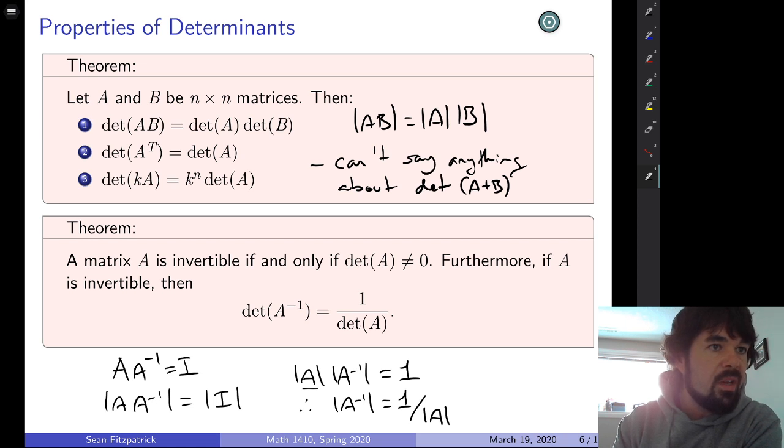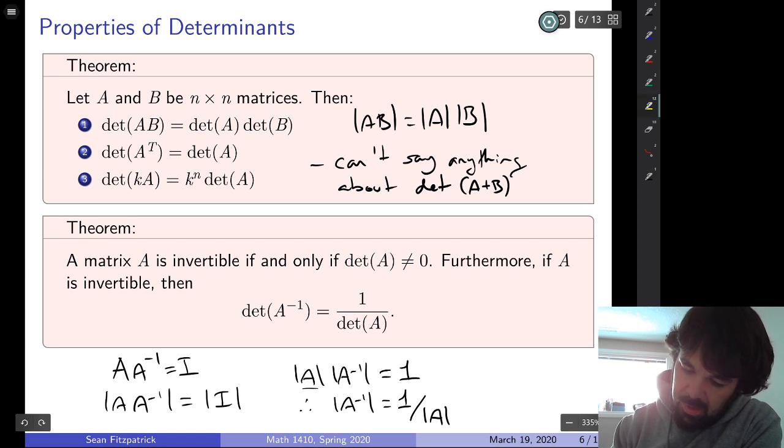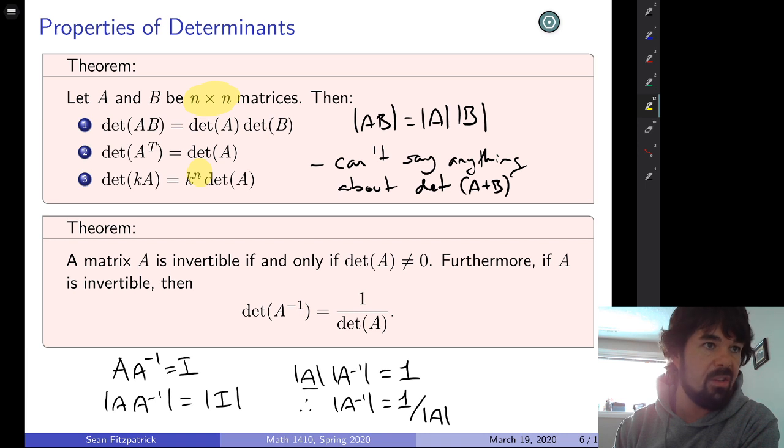And answering Julia, the n in the third property is the number of rows. So the n up here matches the n here, right? So for an n by n matrix, n is the number of rows.